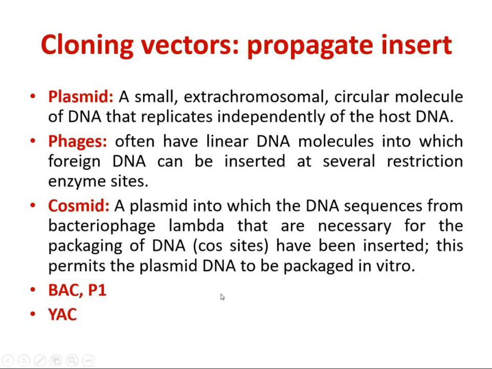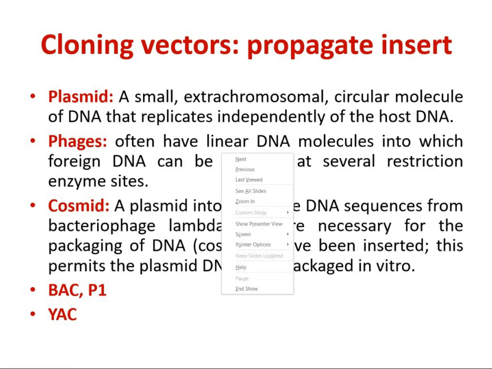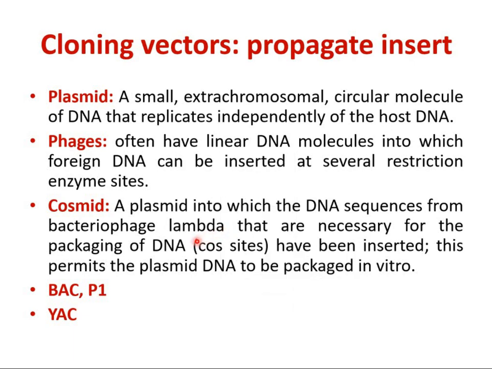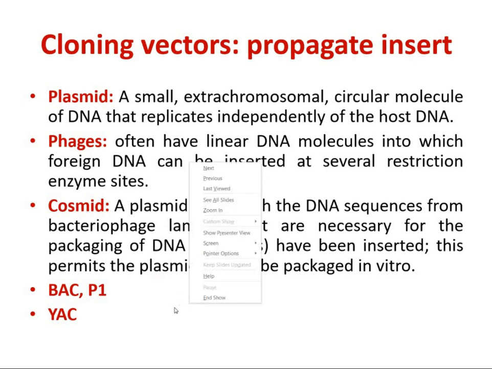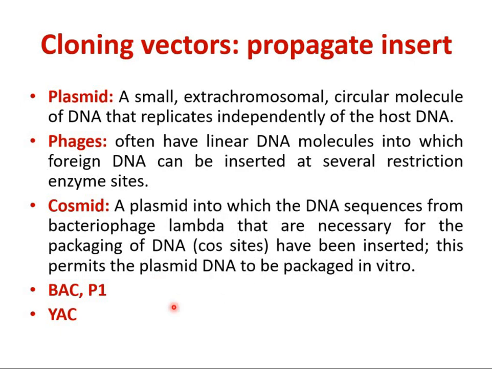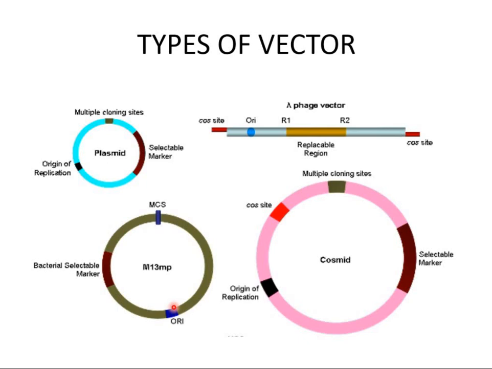I told you about what a plasmid is, what phages are, and then cosmid. Cosmid utilizes the best properties of a plasmid and a phage. And then what are the differences between all these three? And I showed you what these vectors look like.